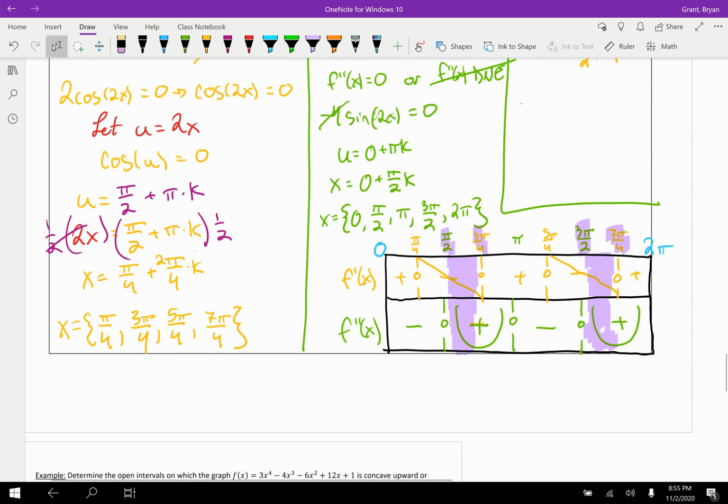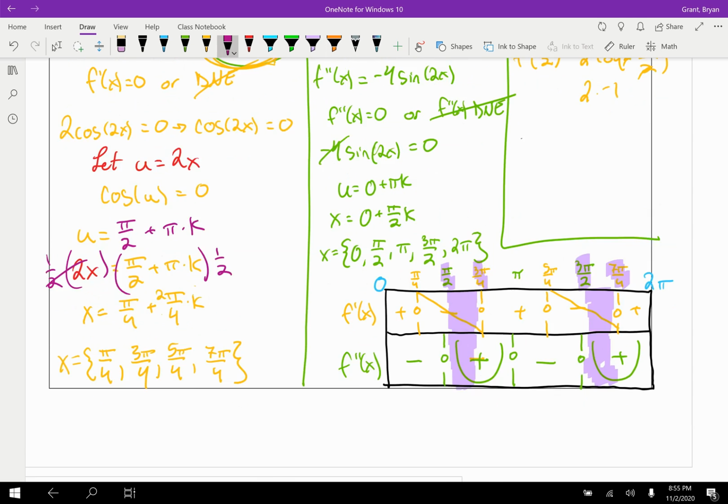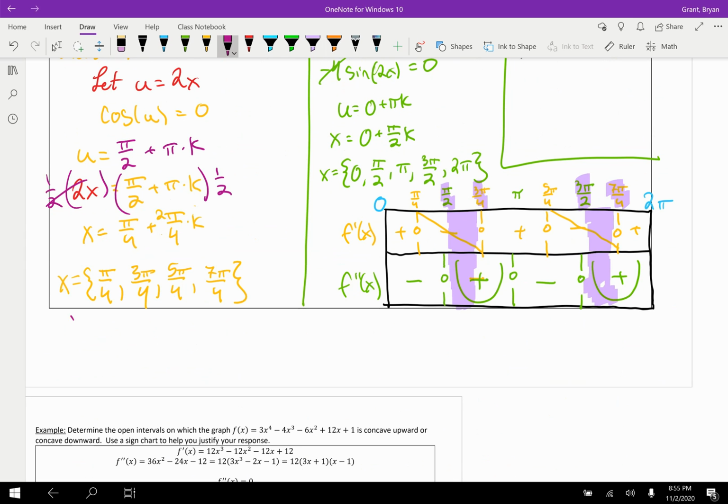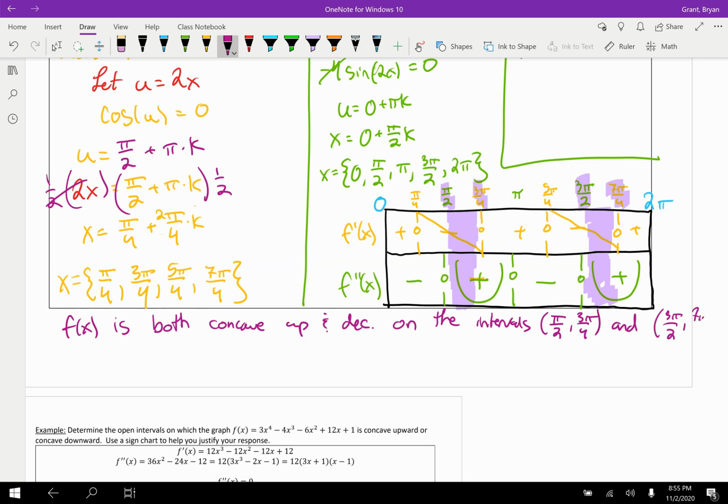The intervals aren't too tough to justify. You can use open or closed, whatever sounds good to you. But we do something like this. We'd say f, remember we're talking about the original graph, is both concave up and decreasing on the intervals pi over 2 to 3 pi over 4 and 3 pi over 2 to 7 pi over 4.